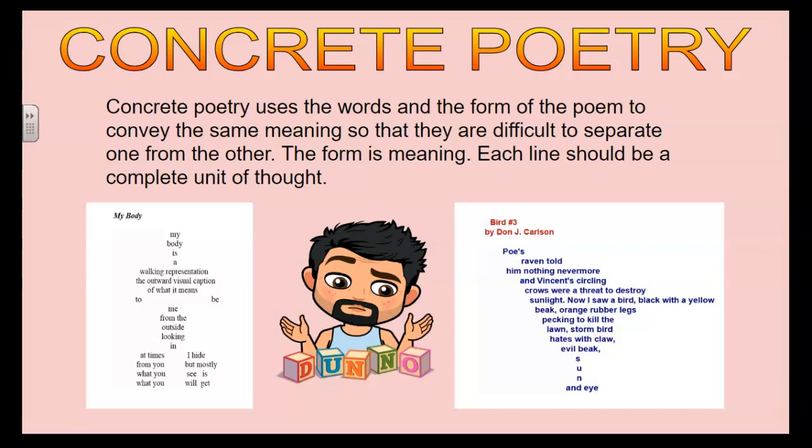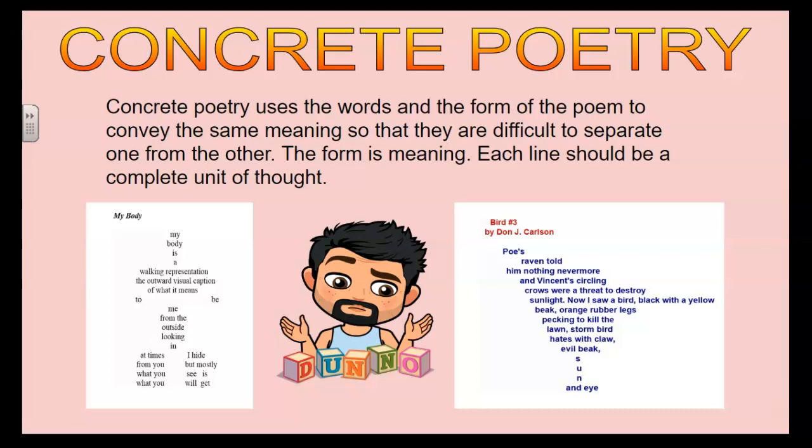My body is a walking representation, the outward visual caption of what it means to be me from the outside looking in. At times I hide from you, but mostly what you see is what you will get. So you could draw it, make a poem with words that looks like something as a representation of something.